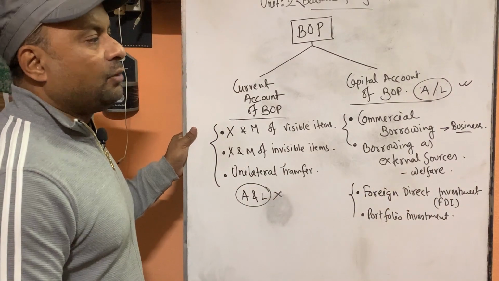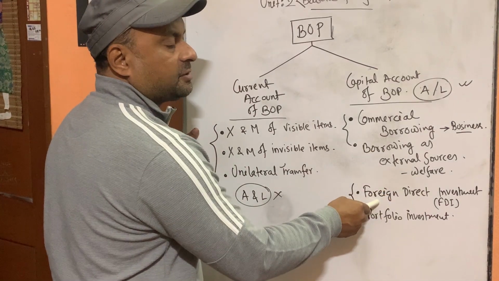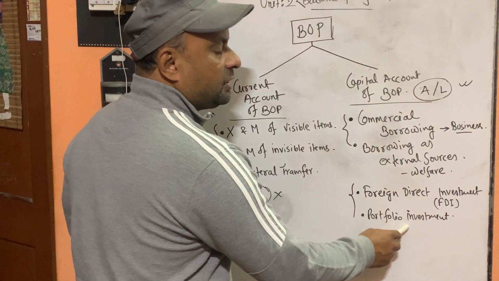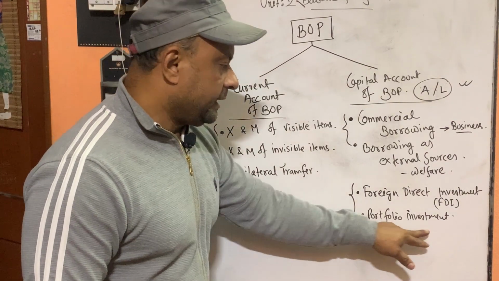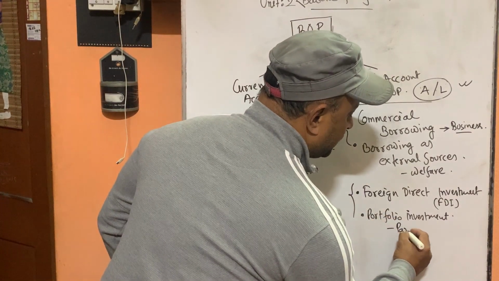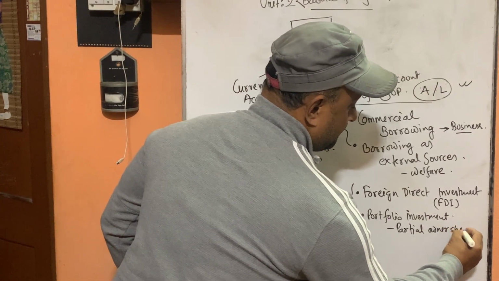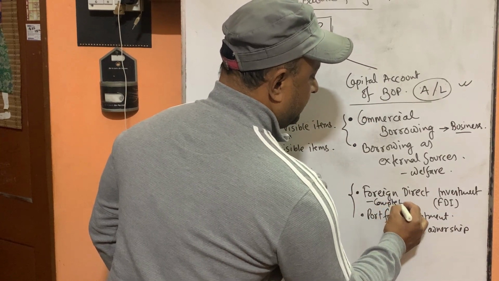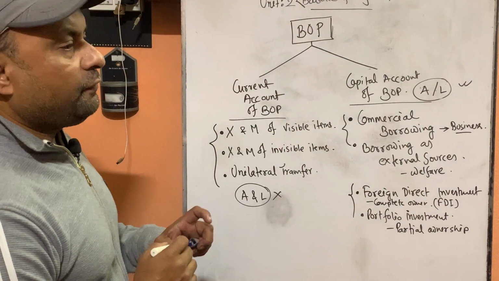Suppose a person purchases a house in a foreign country. That time he becomes the complete owner of that house. This is foreign direct investment. Portfolio investment means partial investment. If Tata purchases a 40% share of a company, that time Tata becomes a 40% owner, not the complete owner. That time it is portfolio investment. Means in portfolio investment there is partial ownership, and in foreign direct investment there is complete ownership. Two types of investment: portfolio and foreign direct investment.